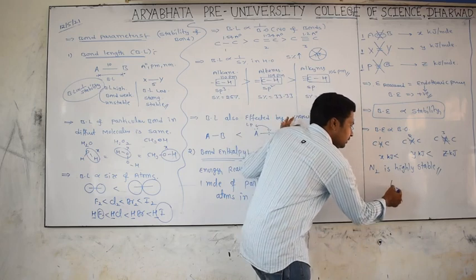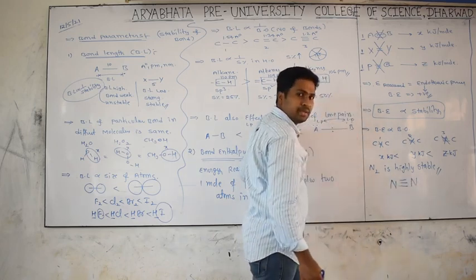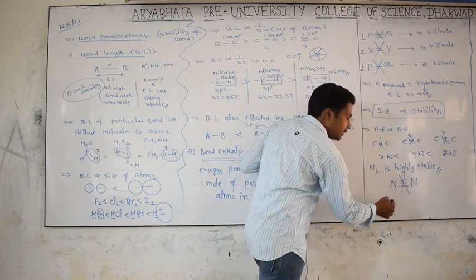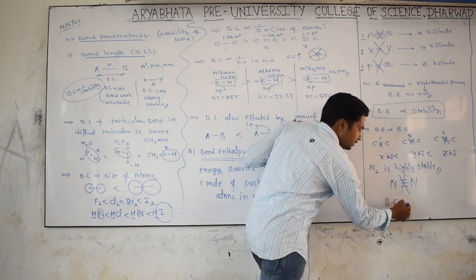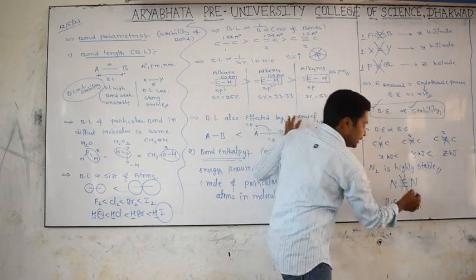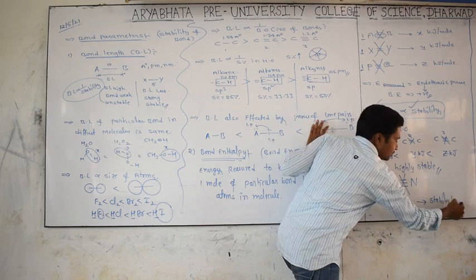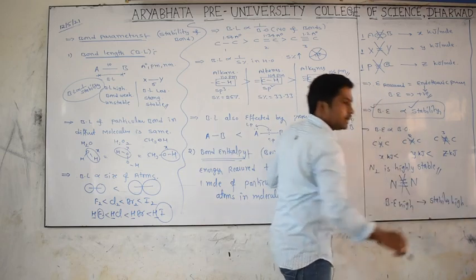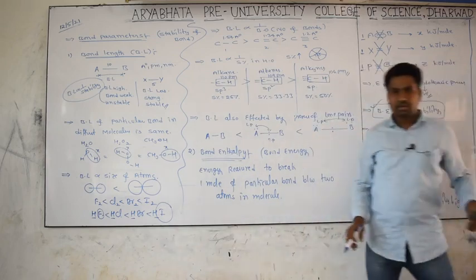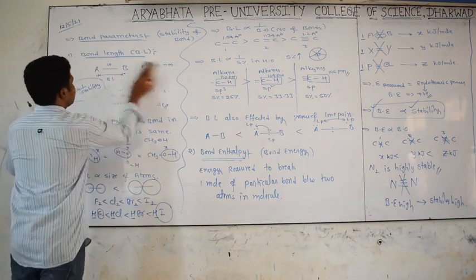Between nitrogen and nitrogen, how many bonds do we have? A triple bond. Is it easy to break? No. To break a triple bond the required energy will be very high, so bond energy will be high. If bond energy is high, stability is also high. So the stability of nitrogen gas will also be high. Are you getting it? Yes, bond order is directly proportional to stability. According to that concept, nitrogen is the more stable gas.